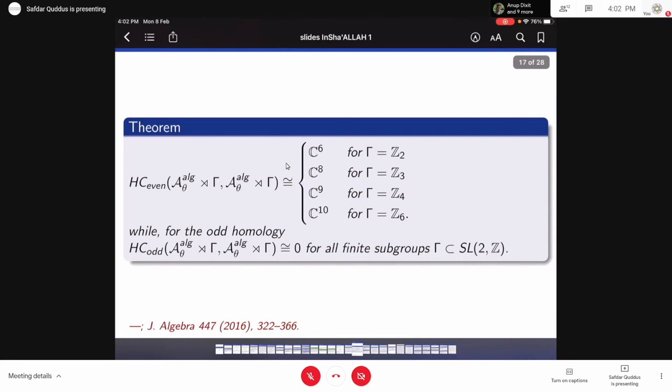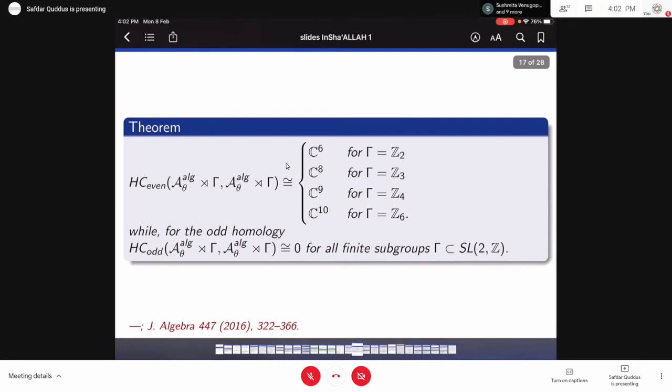My question is, what happens if I take, for instance, gamma equals the whole SL2Z? Will I get something uninteresting? I don't know about the homology, but the K-theory is going to vanish. Oh, the K-theory will vanish? Then the pairing will not happen, right? Because we are looking at the pairings of the K-theory, which will vanish except for finite groups.